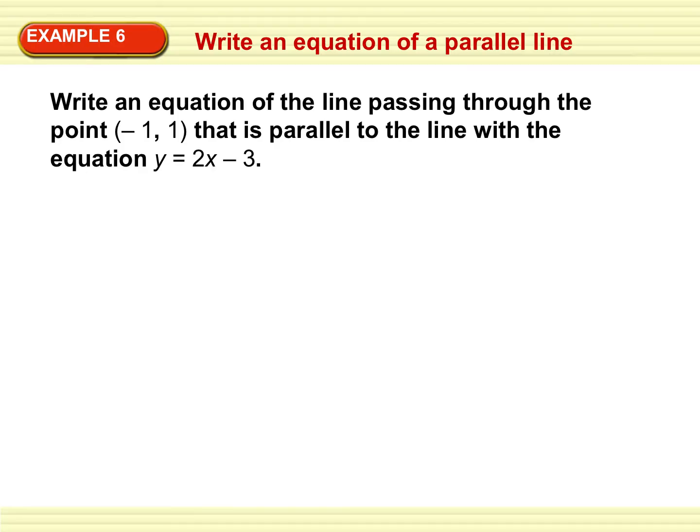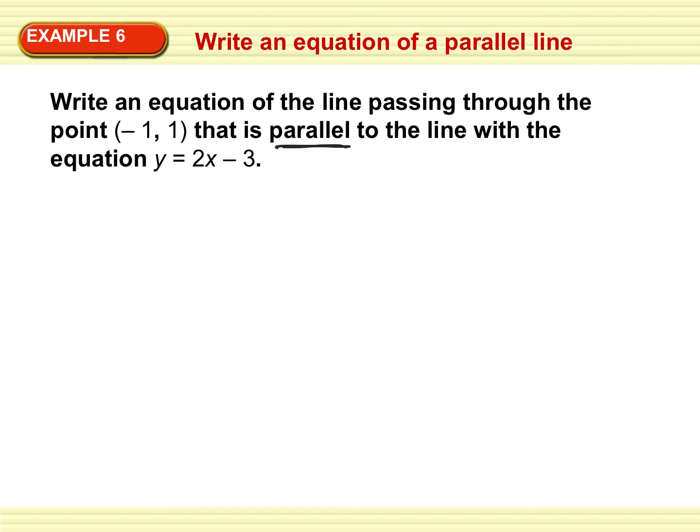So the next one wants us to write an equation of the line passing through the ordered pair, the point -1, 1, that's parallel to the line with the equation y equals 2x minus 3. What do we know about parallel lines? What do they have in common? They have the same slope.